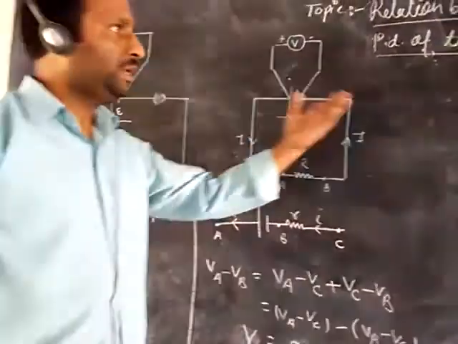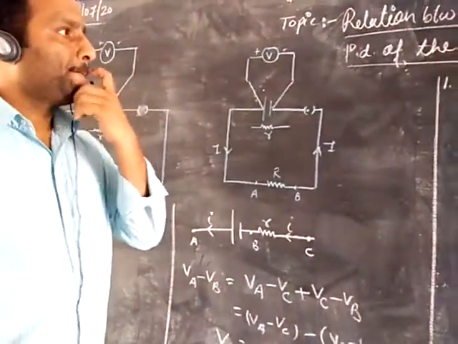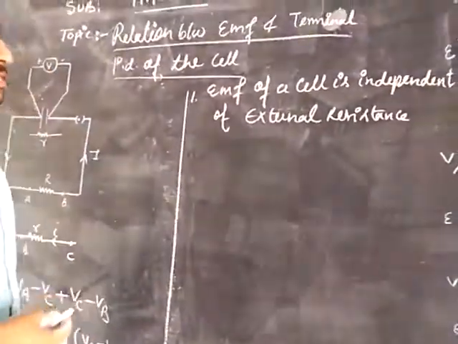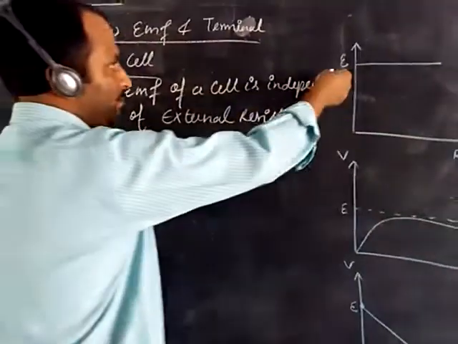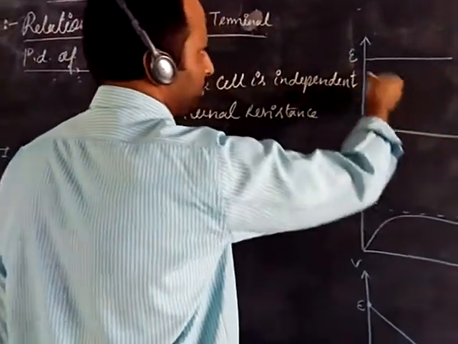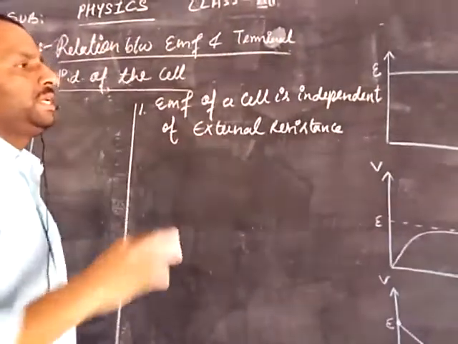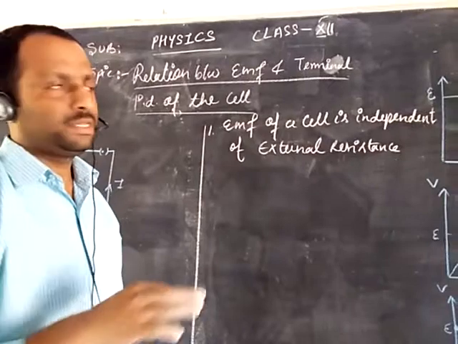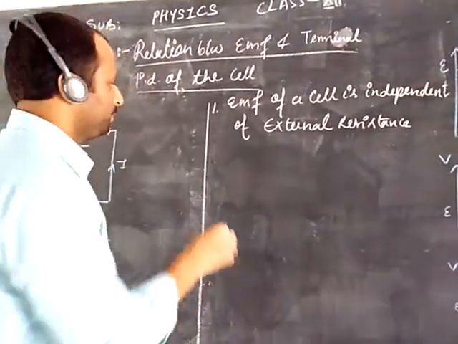Now we have to see the important graphs which are asked in the exam. EMF of a cell is independent of the external resistance. If we plot the graph between EMF of a cell and external resistance, we will find that EMF is independent of the external resistance. Increasing or decreasing the external resistance makes no difference to the EMF.